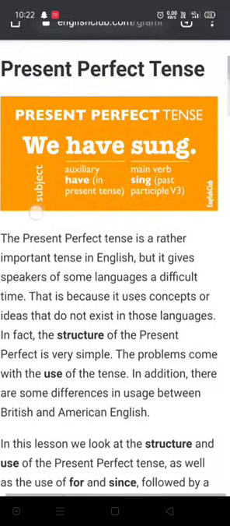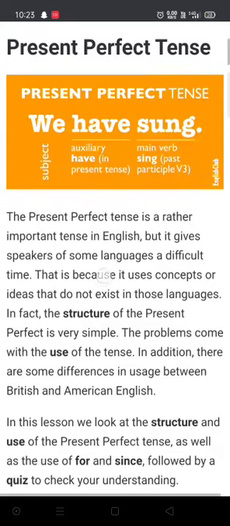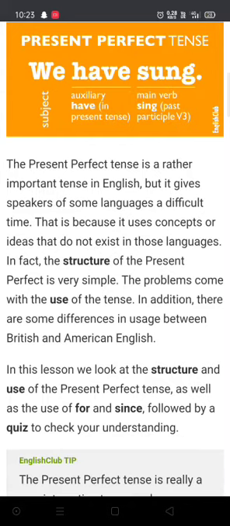What are the parts? The image shown here gives you the structure of present perfect tense if we write a sentence in it. So the sentence is we have sung. Okay, so we is the subject, have is the auxiliary verb or helping verb, and sung is the main verb. Have and has are the auxiliary verbs that are used in present perfect tense, and sung is the main verb, and the participle form or the third form of the verb is used.